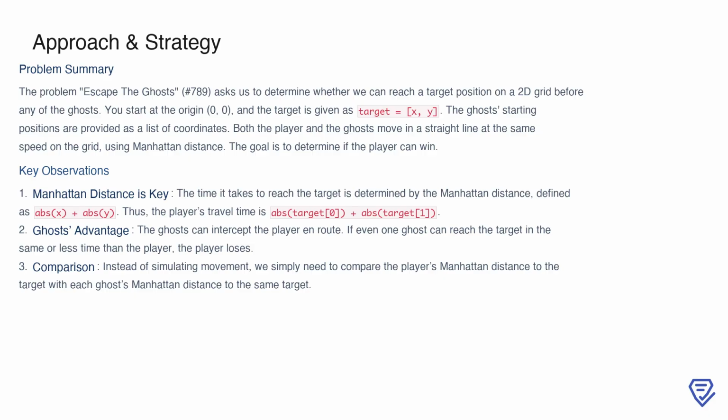The key insight here is that if even one ghost reaches the target at the same time or faster than you, you lose. This means we can focus on comparing travel times. Instead of simulating movement step by step, we can directly calculate the Manhattan distance for both the player and each ghost to the target, which forms the basis of our solution strategy.